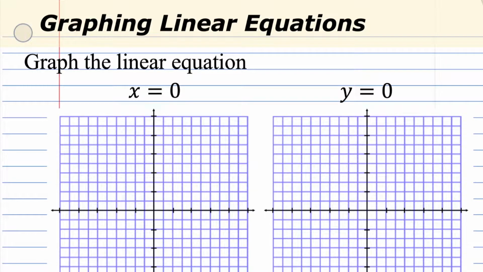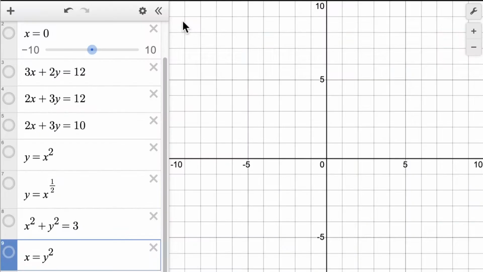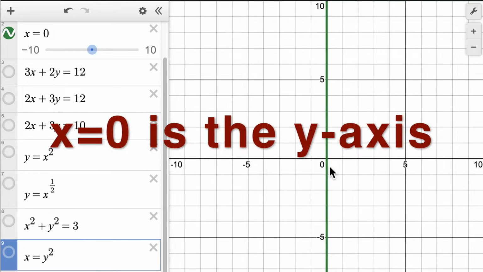Linear equations have equal signs and they have one or two variables in the equation. Let's use Desmos to get a visual of what these equations look like when they're graphed. The first one is x equals 0. If I highlight this equation, what happens is the y-axis is highlighted. X equals 0 is the y-axis.